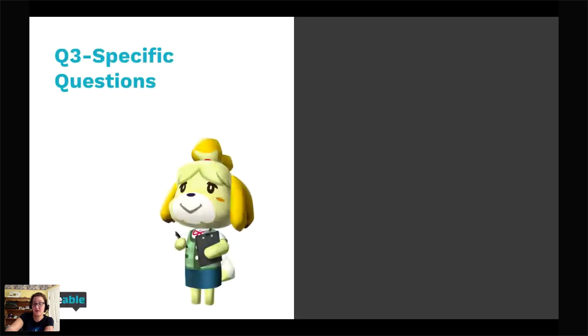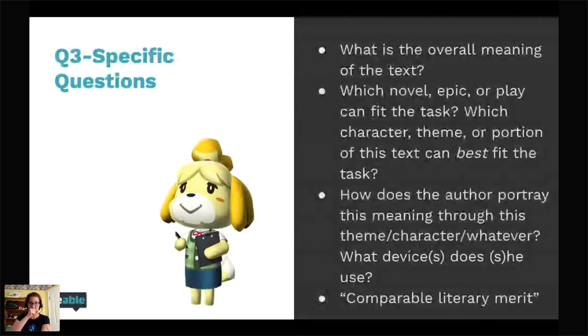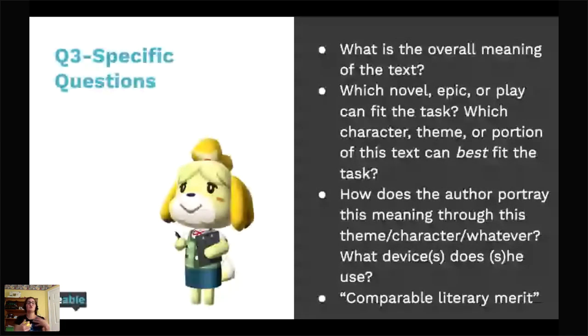So they'll give you a theme, and we'll look at some examples in a moment. They'll say, choose a character from one of these books to show this theme, or choose one of the following works where this symbol appears, or something like that. So there are some things to know that are specific to Q3. There's a lot of things, yes, and we're going to talk about all the different things you're looking for as you go through a Q3 prompt.